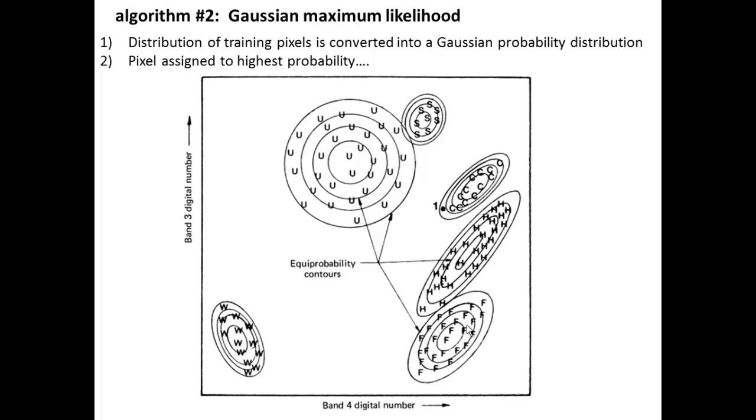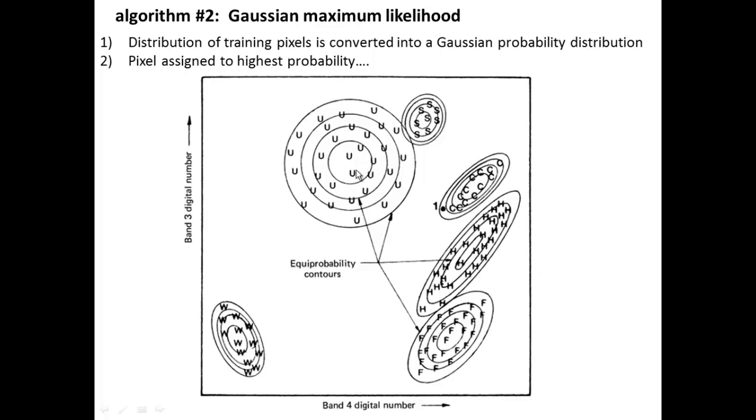Okay, the second algorithm I want to show you is called the Gaussian maximum likelihood algorithm. So we've got the same distribution of pixel types I showed you before. These are urban pixels, these are water pixels, forest, hay, and corn. So we've got 6 different surface classes that we'd like to break out.